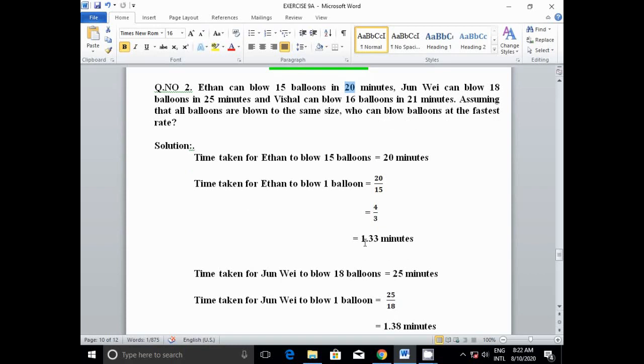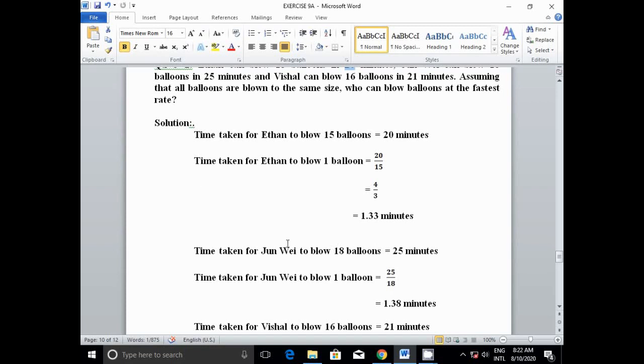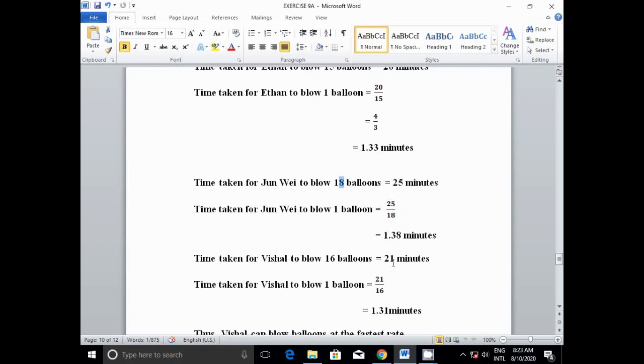In the same way, we will find the time taken for John Y to blow one balloon. But before this, we know that the time taken for John Y to blow 18 balloons is given as 25 minutes. Let's find the time taken for John Y to blow one balloon. This can be obtained by dividing 25 by 18. If we divide 25 by 18, we get the quotient 1.38 minutes, which is the required time for John Y to blow one balloon.